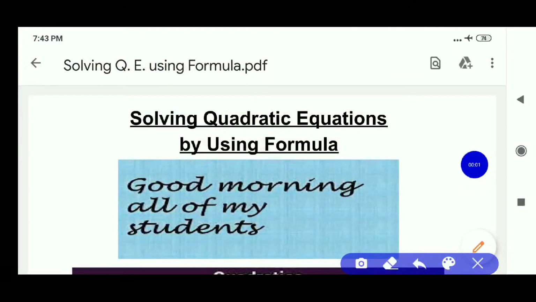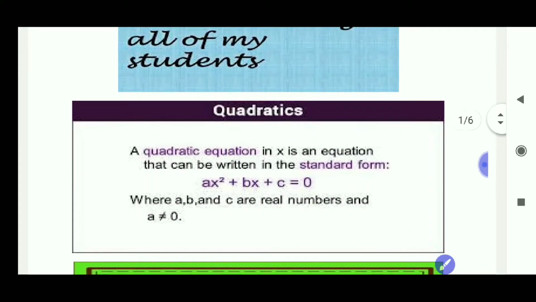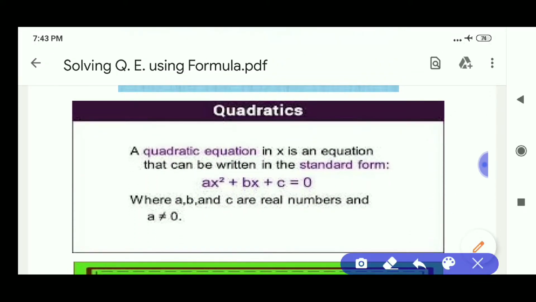Good morning, students. Today's topic is solving quadratic equations using the formula. What is a quadratic equation? Let us recall. The equation of the form ax square plus bx plus c is equal to 0, where a, b, c are real numbers and a not equal to 0, is called a quadratic equation.